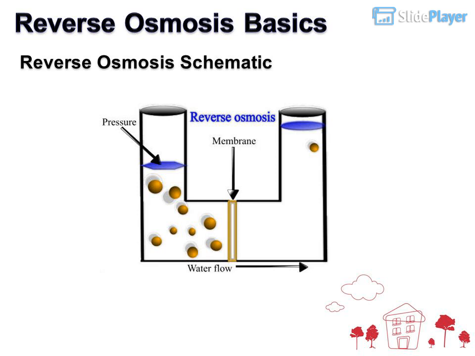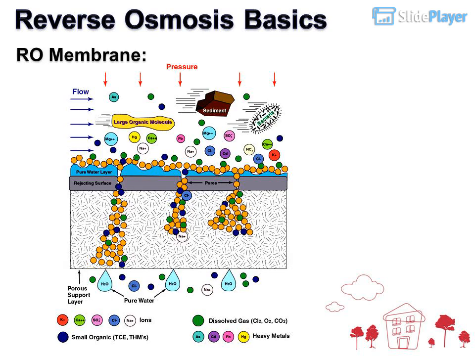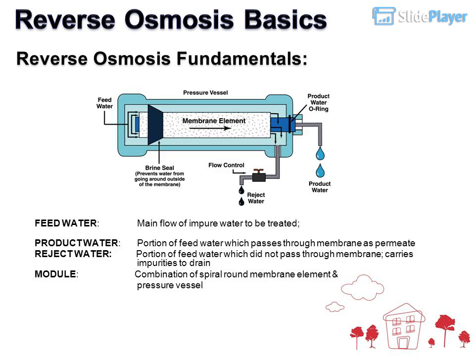Reverse osmosis schematic. RO membrane. Reverse osmosis fundamentals. Feed water, the main flow of impure water to be treated. Product water, the portion of feed water which passes through the membrane as permeate. Reject water, the portion of feed water which did not pass through the membrane, carries impurities to drain. Module, a combination of spiral wound membrane element and pressure vessel.